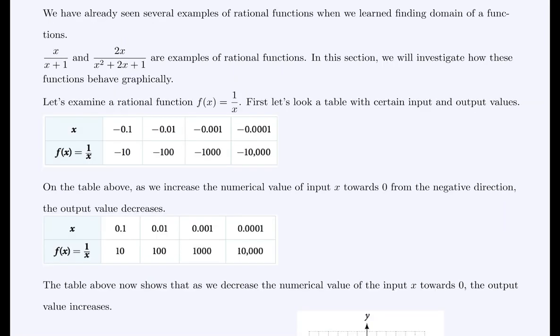Now let's look at a few examples of rational functions. This is a rational function because we've got the polynomial x divided by the polynomial x plus 1. This is a different rational function because we've got the polynomial 2x divided by the polynomial x squared plus 2x plus 1. And also the function 1 over x is a rational function because any constant could be seen as a polynomial divided by x, which is also a polynomial.